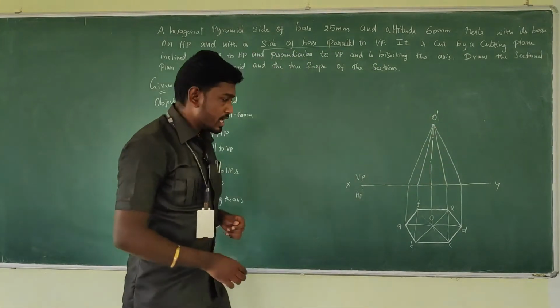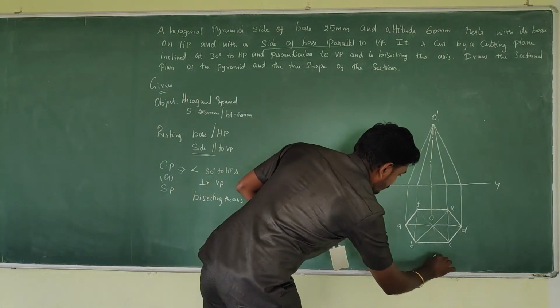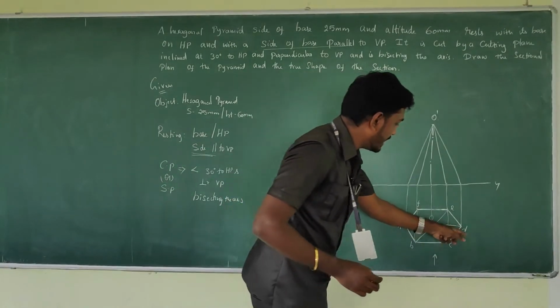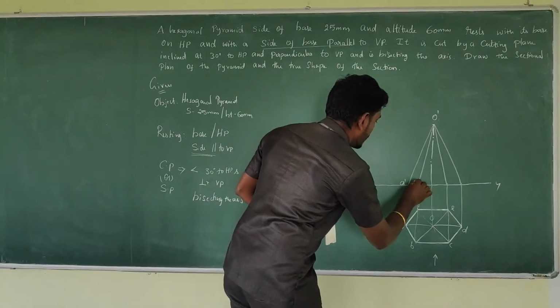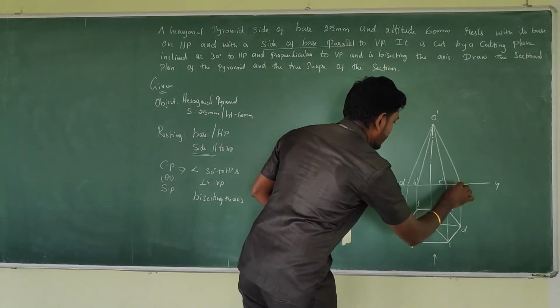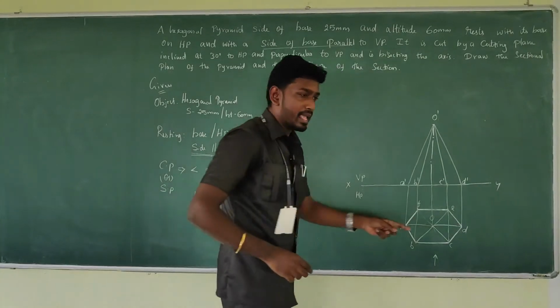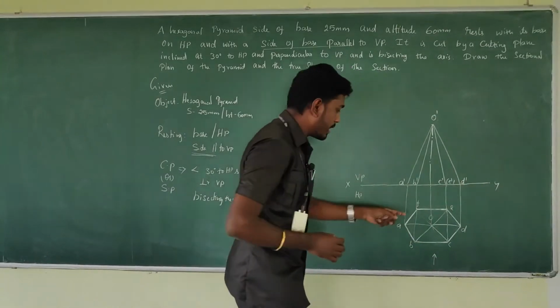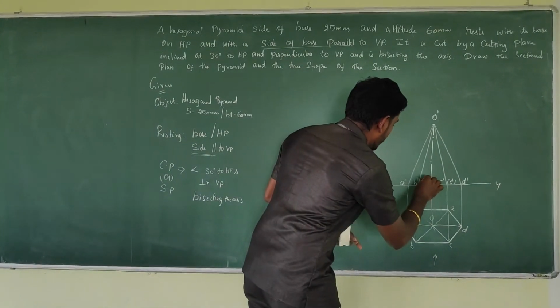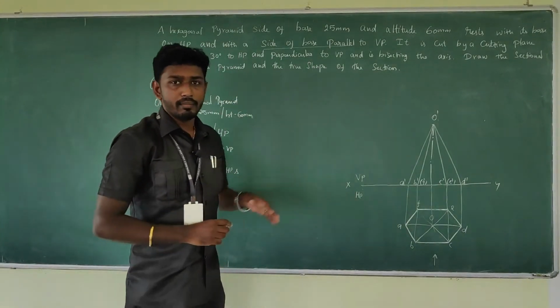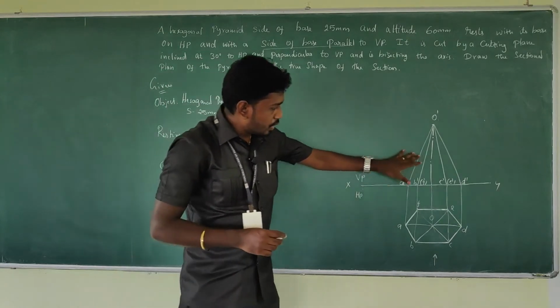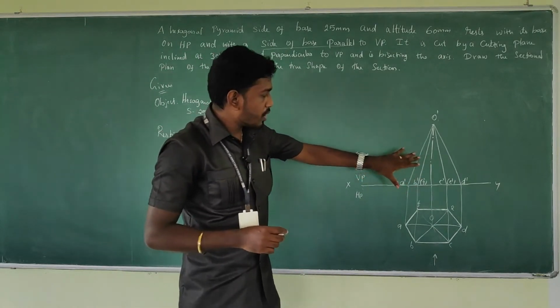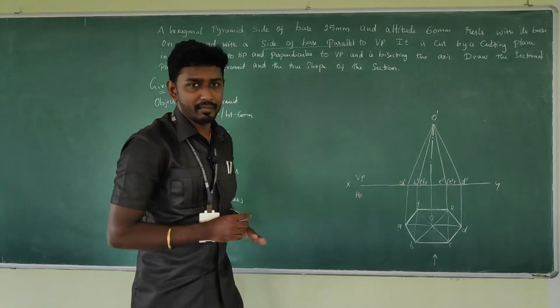When you are looking from the front, A, B, C, D will be visible. A is visible, B is visible, C is visible and D is visible. E and F are invisible. Right? Make it like this. Till now you should draw all the construction lines in a very thin manner.